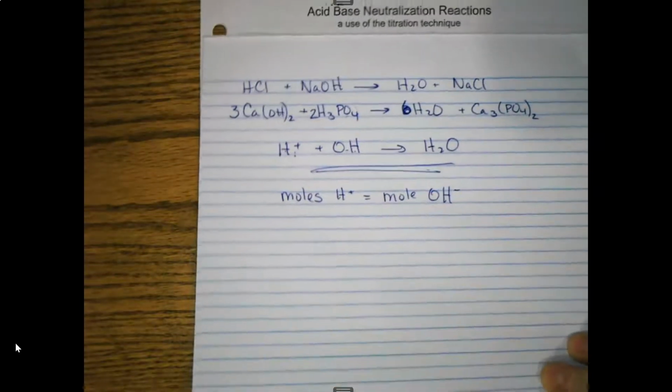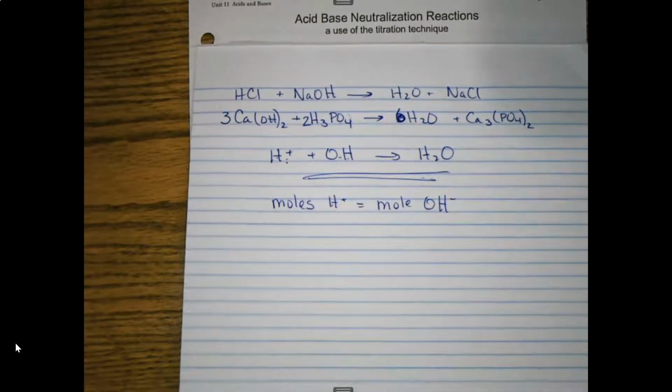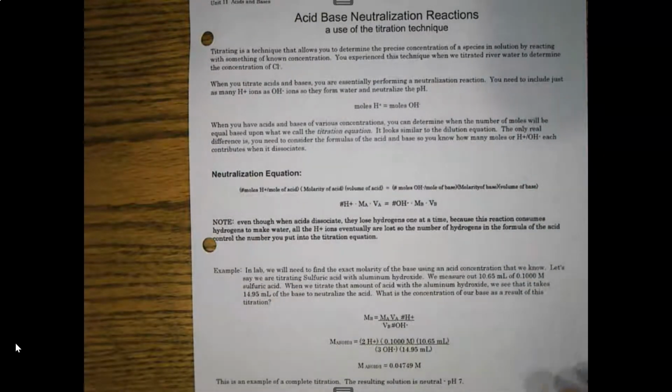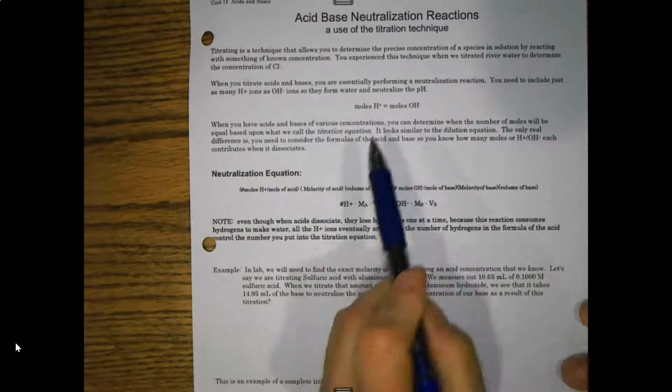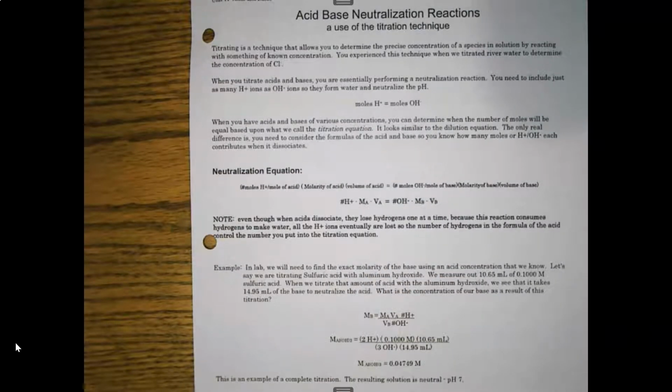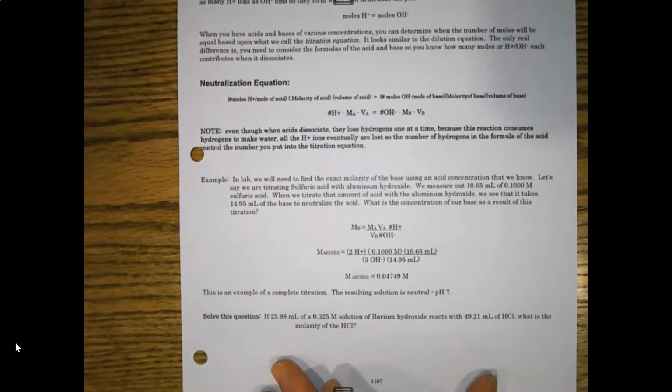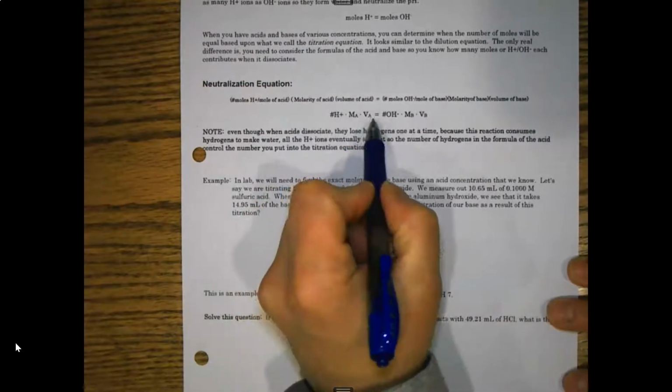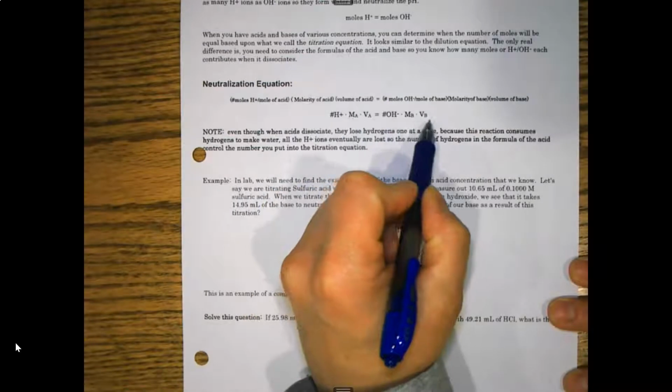So that gets us to the ideas that are on the organizer. Page 1107, if you haven't pulled that out yet, make sure you do that. That's the idea that we're going to take a look at. The moles of H plus have to equal the moles of OH minus. Now this should look a little familiar because when we did dilutions, we came up with the same idea. The moles before have to equal the moles after. And with that dilution equation, we used concentration times volume equals concentration times volume to mathematically calculate that. If you look at the neutralization equation, we've got that same idea. Concentration times volume equals concentration times volume.